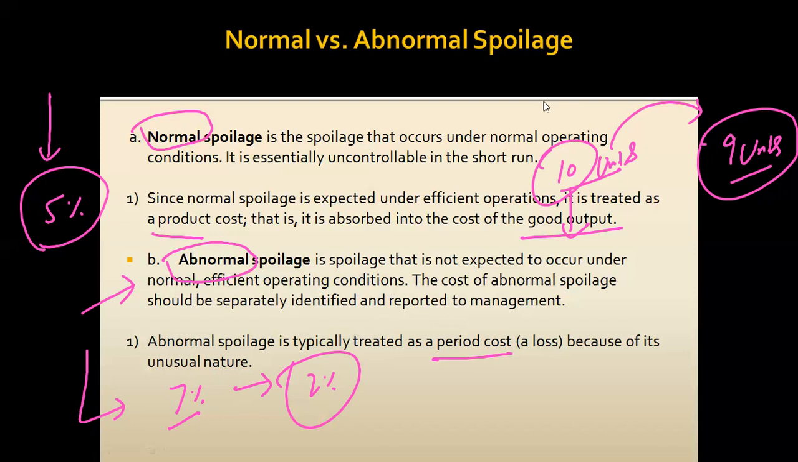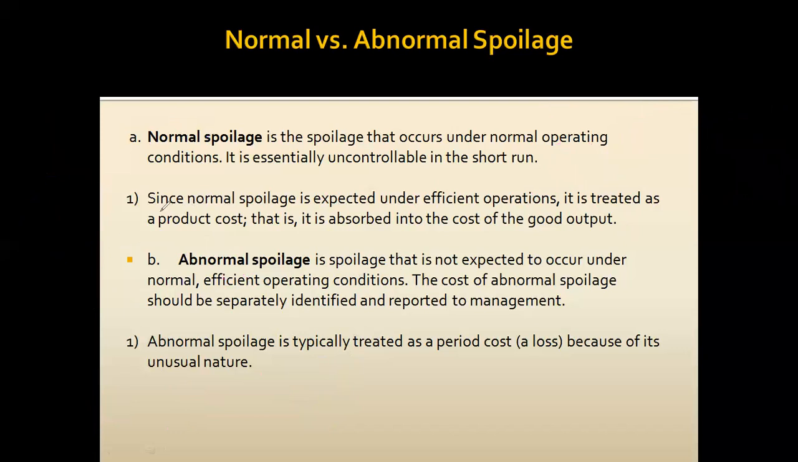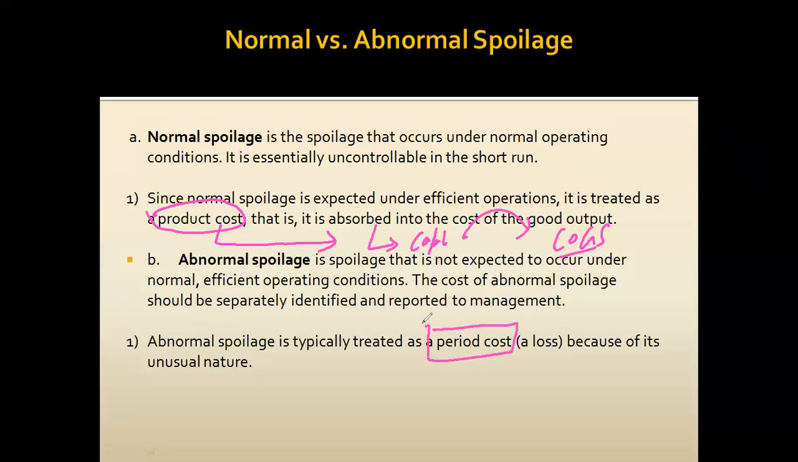So here I can give you a quick idea. When we say product cost, it is going to be part of our overall product cost. Initially, we capitalize it and further we record it as cost of goods sold once we sell the product. While period cost, we charge in the same period in which it was incurred. So this is the concept of normal spoilage and abnormal spoilage.